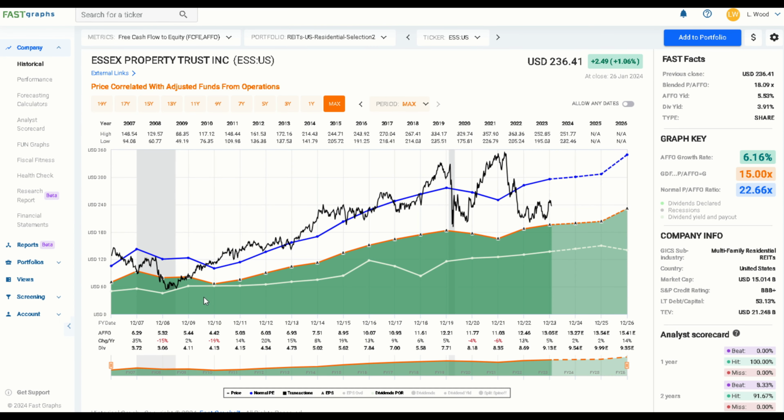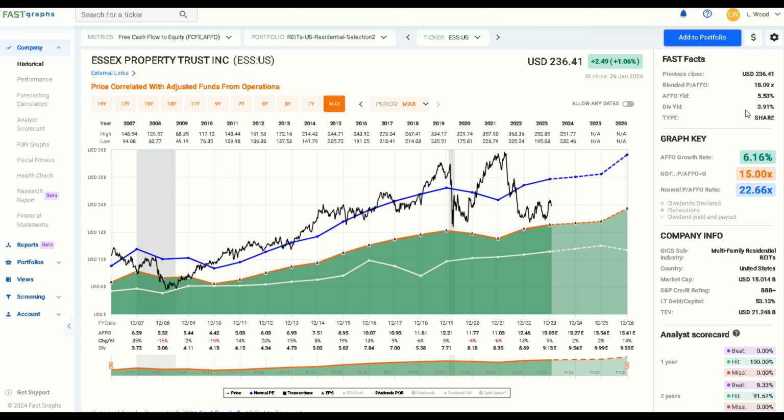Essex Property Trust, we can see here 2010 to 2019, some very strong AFFO growth. Now, this is BBB plus credit rated. It does have a slightly higher debt to capital ratio, which I think some investors and analysts have been very wary about. It does have some very nice analyst scorecards here, which I do love to see. I think this is probably the best of what we've seen so far.